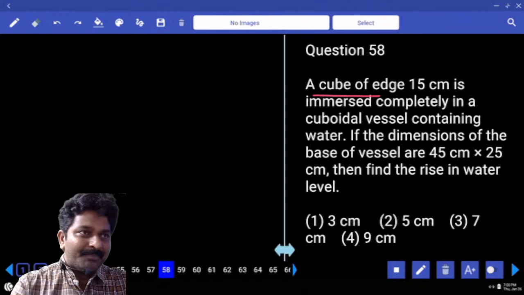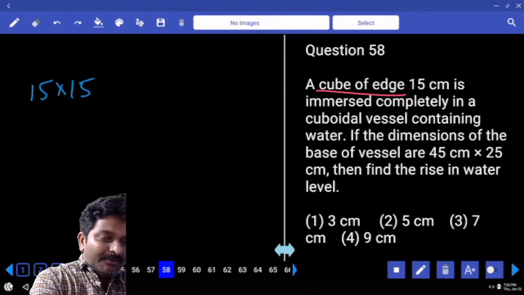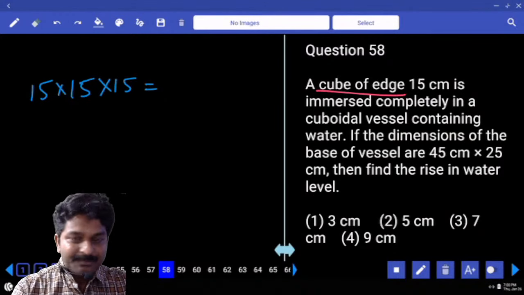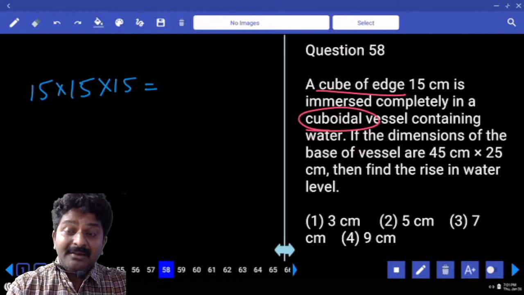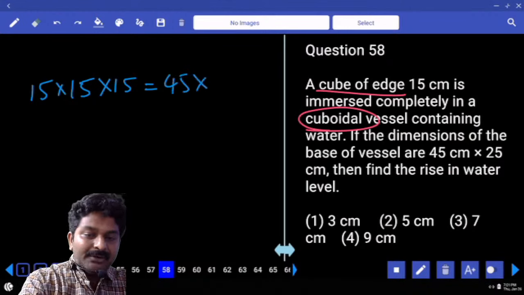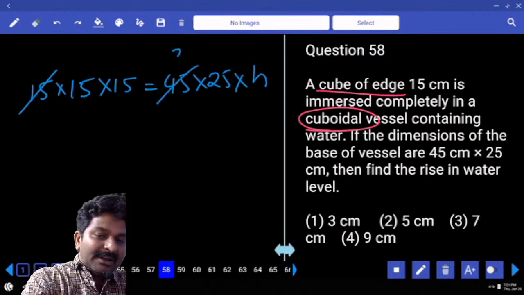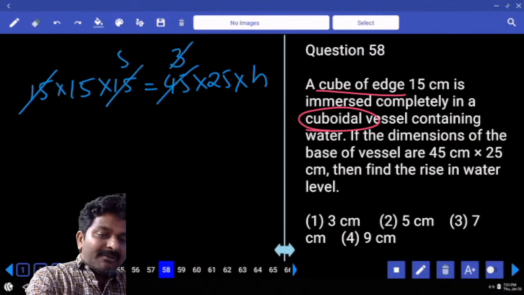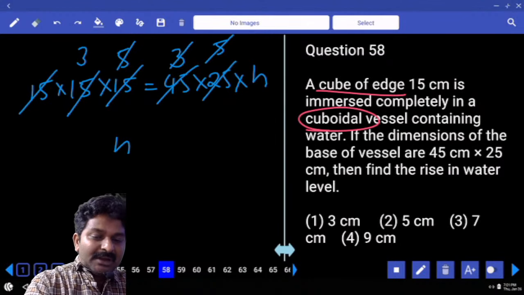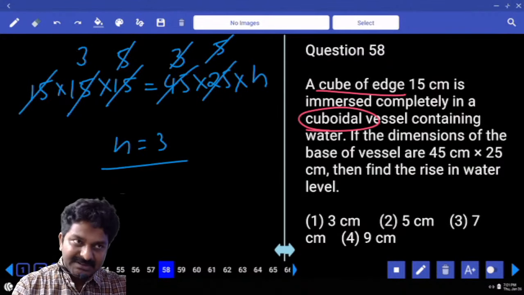When the cube is immersed in any liquid, the rise in volume should also be the same. So the volume of the cube, 15 into 15 into 15, should be equal to the increased volume, but that is a cuboidal shape, right? Cuboid volume is length into breadth into height: 45 into 25 into height. 15 is 3 times 5, 5 times 5, 5 times 5, 3 times, so height is equal to 3.